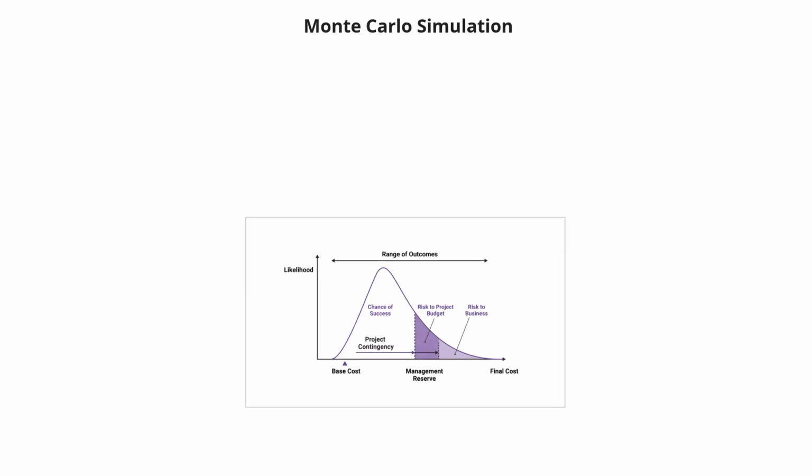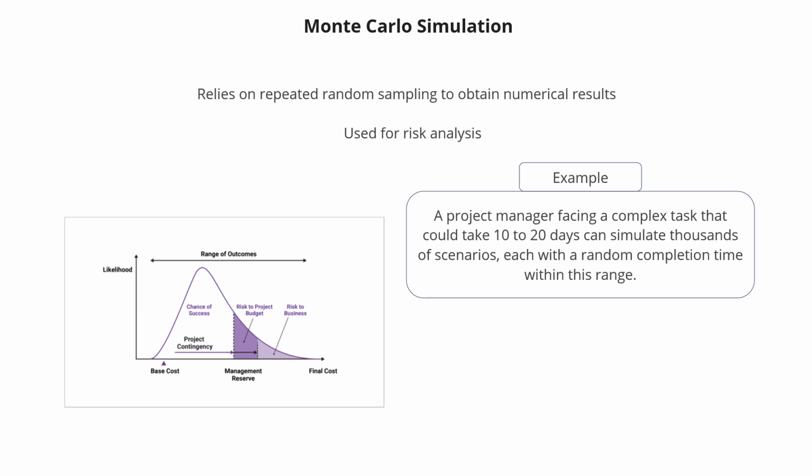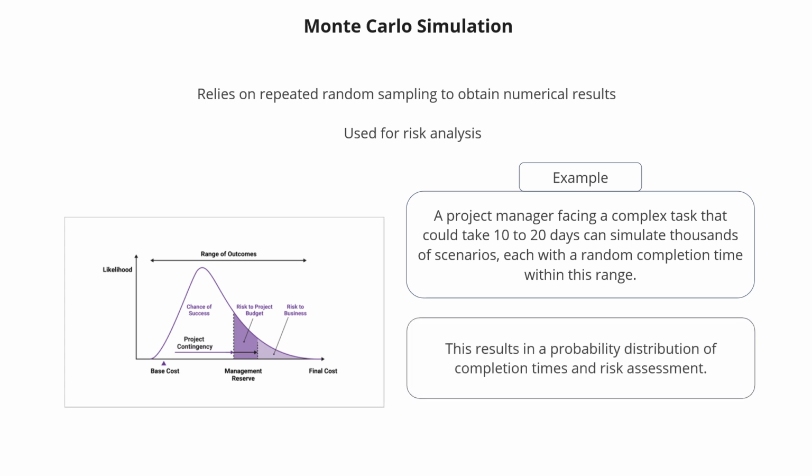Monte Carlo simulation is a computational algorithm that relies on repeated random sampling to obtain numerical results. In project management, it is used for risk analysis. Imagine a project manager facing a complex task that could take 10 to 20 days. By applying Monte Carlo simulation, they can simulate thousands of scenarios, each with a random completion time within this range. This results in a probability distribution of completion times, aiding in decision making and risk assessment.